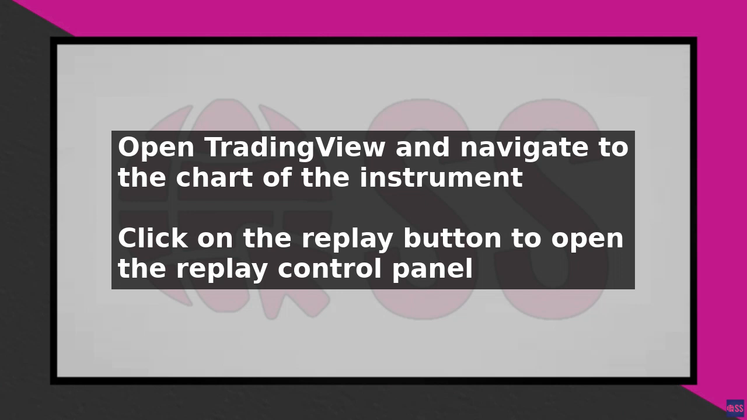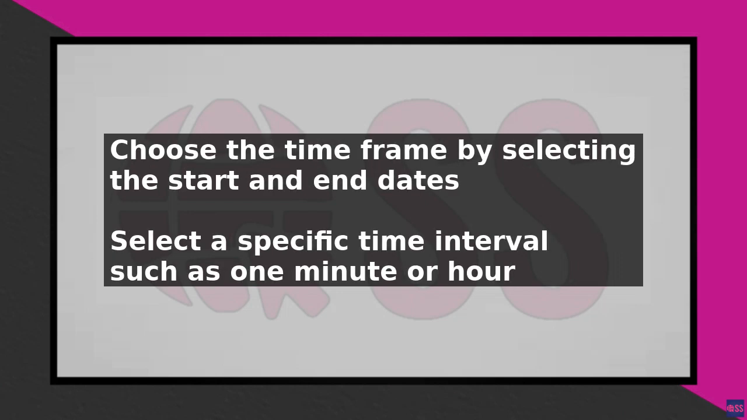This will open the replay control panel where you can select the time frame and speed of the replay. Choose the time frame you want to replay by selecting the start and end dates. You can also select a specific time interval, such as 1 minute or 1 hour. Once you have selected your time frame, choose the speed of the replay. You can choose from several speeds, ranging from slow to fast.